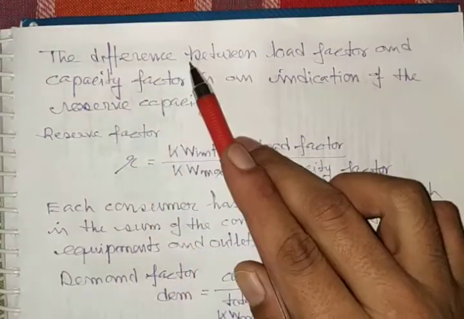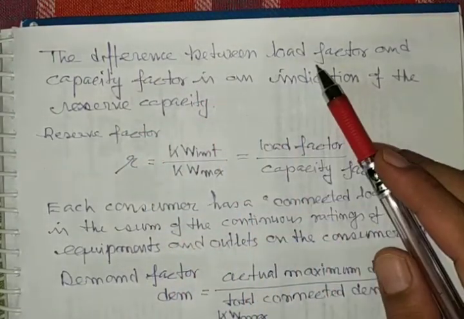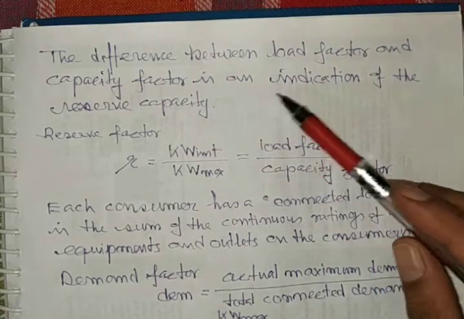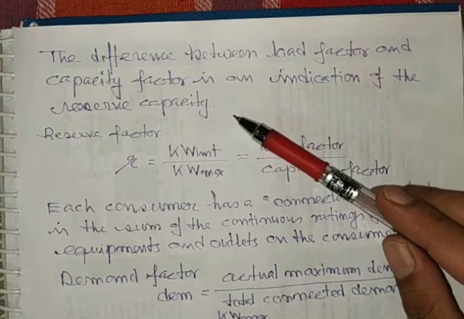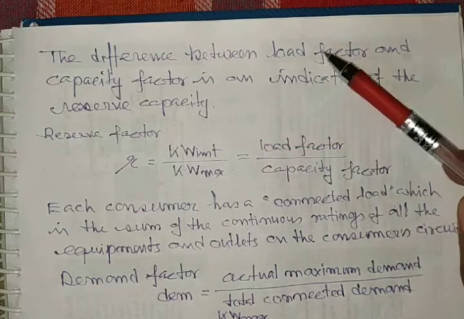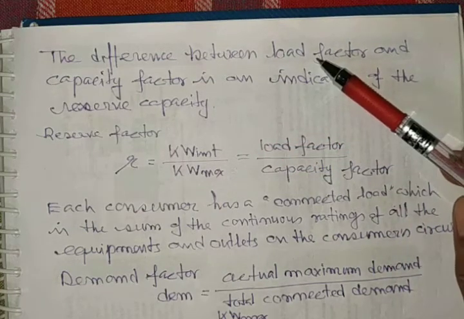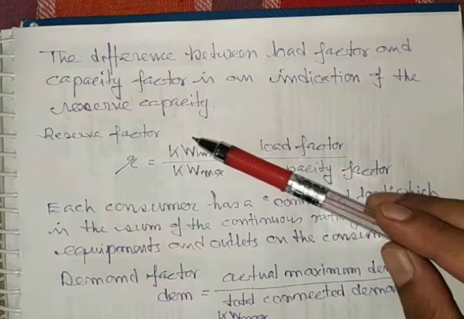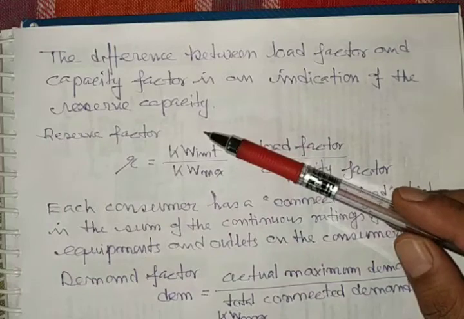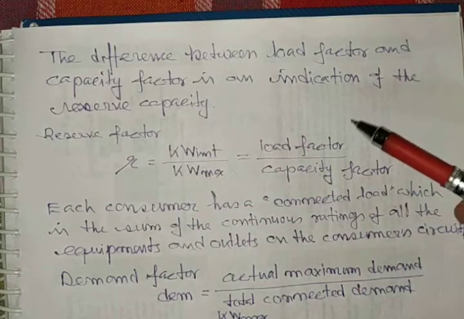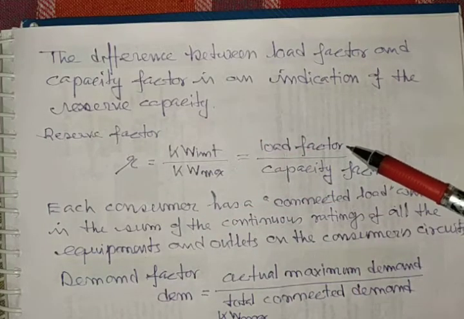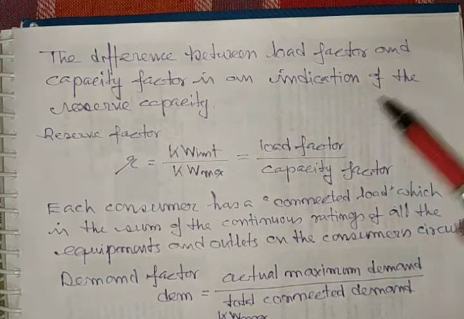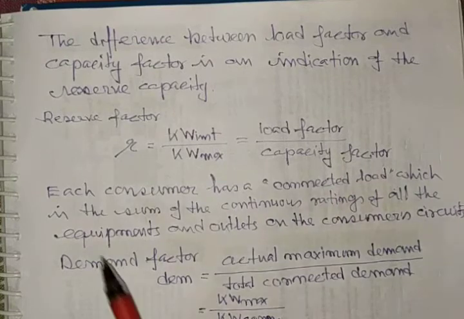The difference between load factor and capacity factor is an indication of reserve capacity. So the difference between load factor and capacity factor is called reserve capacity. There is another terminology called reserve factor. The reserve factor is a ratio of load factor divided by capacity factor. Now this is very interesting.